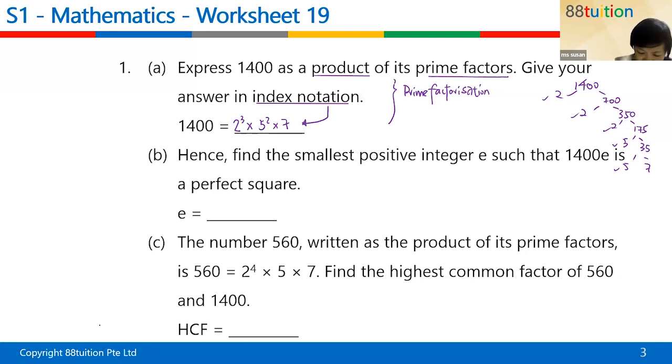Now part 2 says the word hence. Hence means whatever you found here, use your answer, find the smallest integer, and it must be a positive integer. So there are 3 conditions. Okay, 1, it must be smallest. Number 2, it must be positive. It must be a whole number. Okay, such that 1004E is a perfect square.